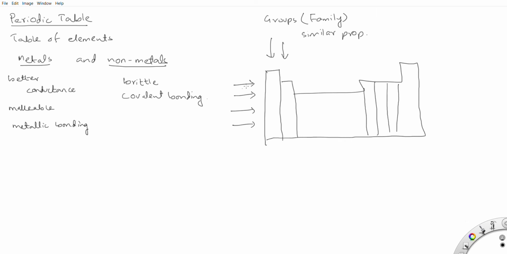usually similar properties. I'm not saying same properties, I'm saying similar properties. And when I say a period or a row, what I mean to say is they don't have similar properties when we move in this direction in the periodic table. Consider, for example, let me show you a periodic table.